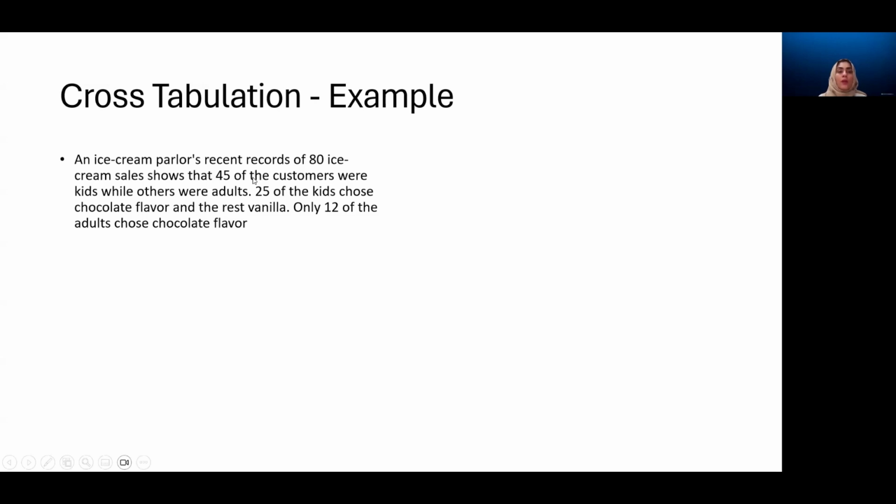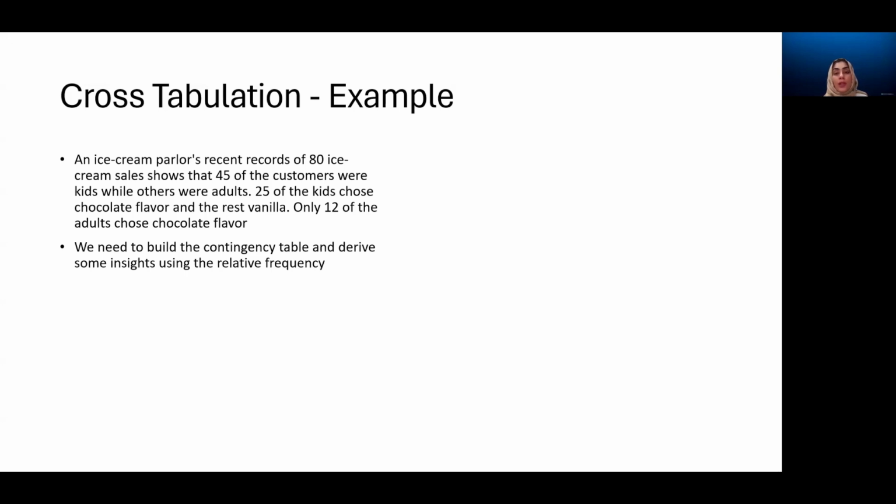Let's see this with the help of an example. It says that an ice cream parlor's recent record of ice cream sales shows that 45 of the customers were kids, while the rest of them were adults. Since we know that the total records that we're considering here is 80, out of which 45 are kids, we can easily calculate how many of them were adults. 25 of the kids chose chocolate flavor, and the rest chose vanilla, while only 12 of the adults chose the chocolate flavor. Now we need to build the contingency table and derive some insights using the relative frequency.